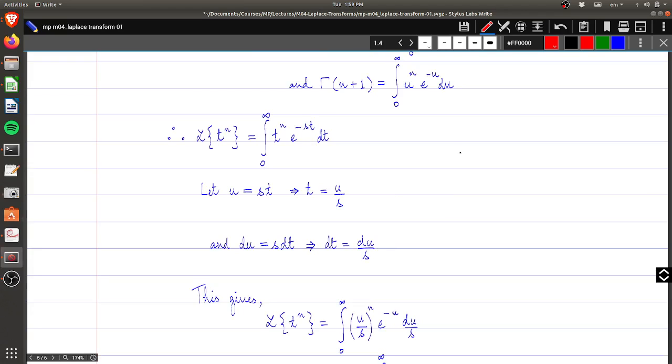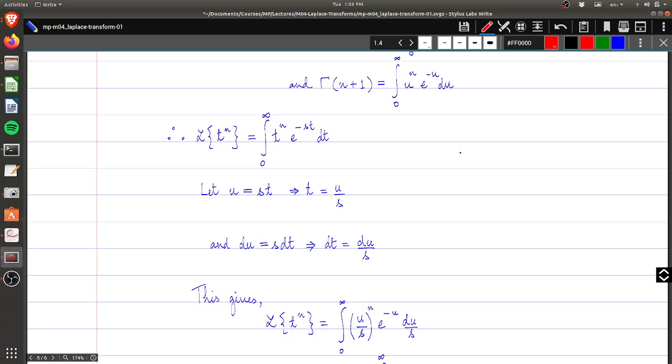So which means this is nothing but the gamma function. So I could just go ahead and replace this integral with the gamma function, which is gamma of n plus 1. And the moment I do that, this gives us the Laplace transform of t to the power n is gamma of n plus 1 divided by s to the power n plus 1.